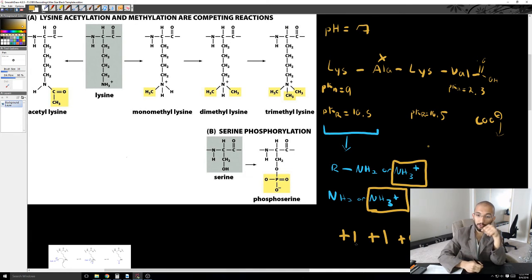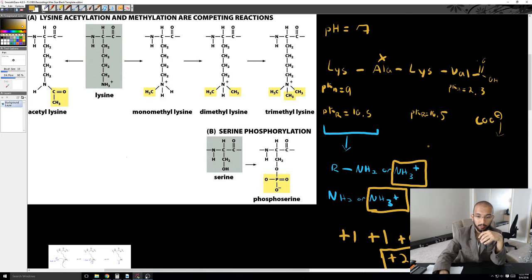So what's the net charge? We have plus 2 plus 0, so plus 2, plus 3, minus 1, so this is plus 2 overall. Plus 1, 2, 3, minus 1. So the charge of the polypeptide is plus 2 overall. That's basically how you go about finding the charge of the polypeptide at a given pH.